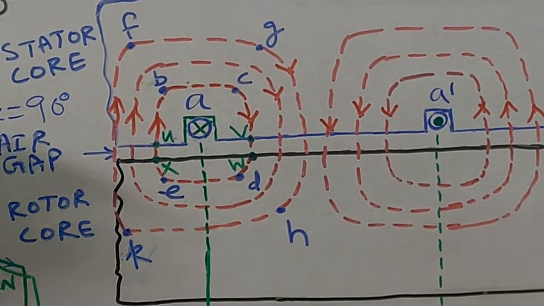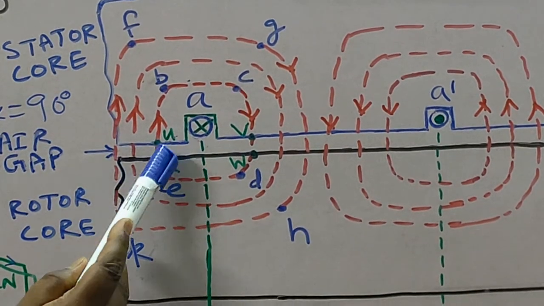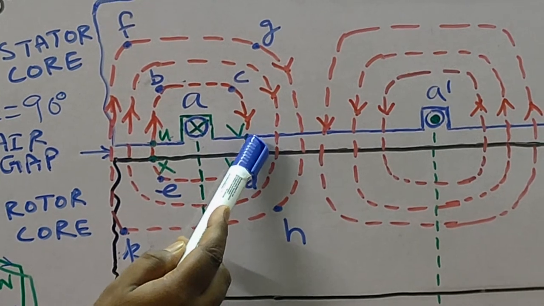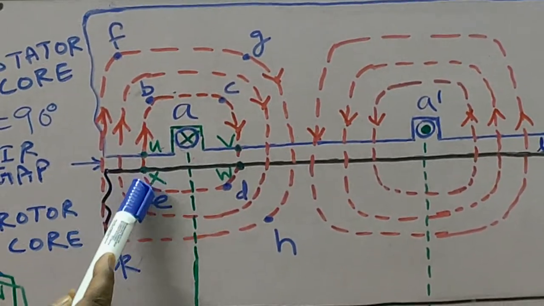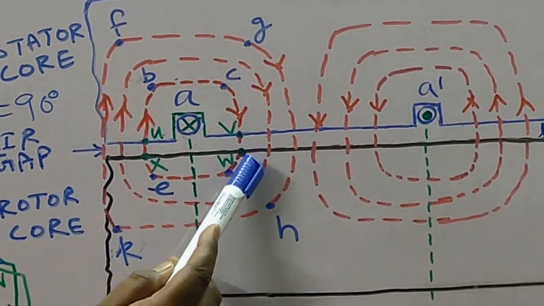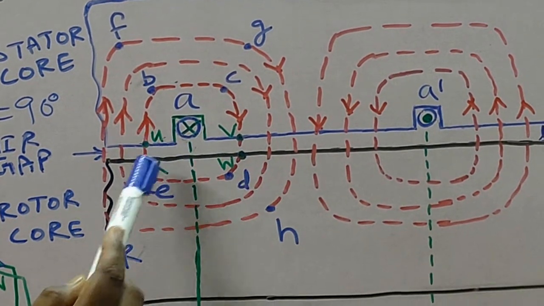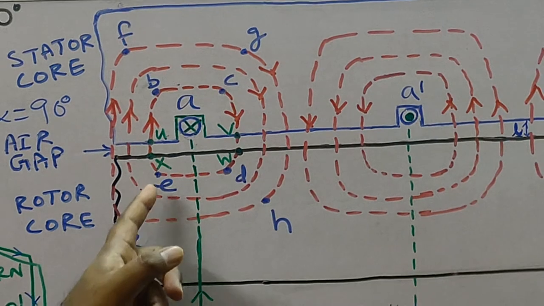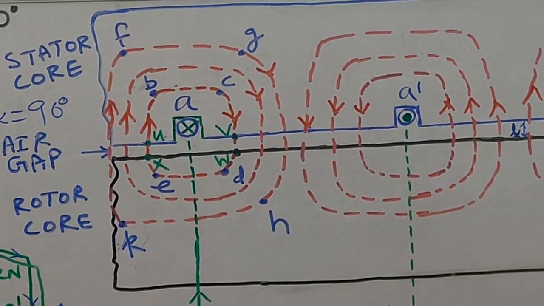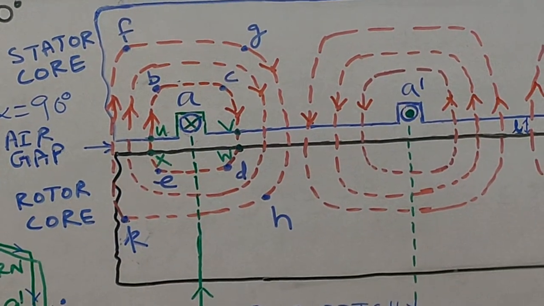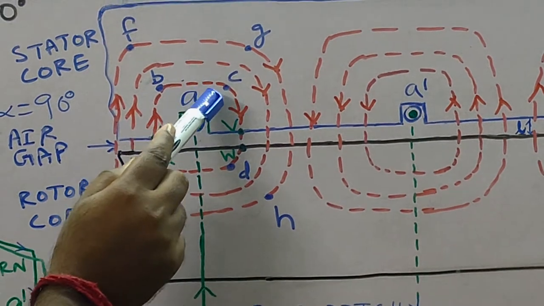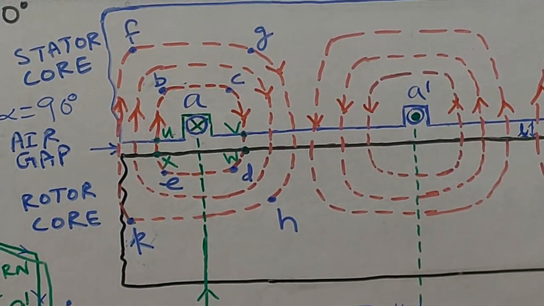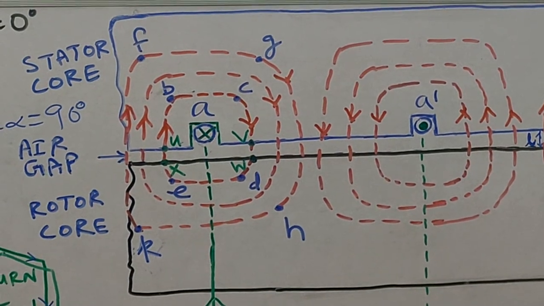Let me tell you once more. Point U is on the stator core. Point V is also on the stator core. Point X is on the rotor core. Point W is on the rotor core. And obviously B, C are in the stator core. Points E, D are in the rotor core. Now what we see is that this slot A has how many conductors? N number of conductors, because it is an N turn coil and it is carrying current I.